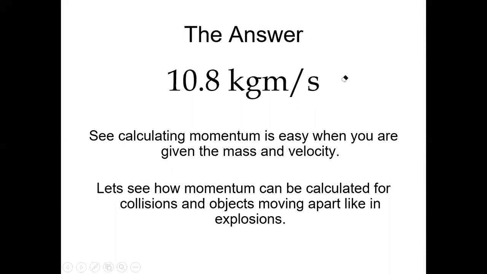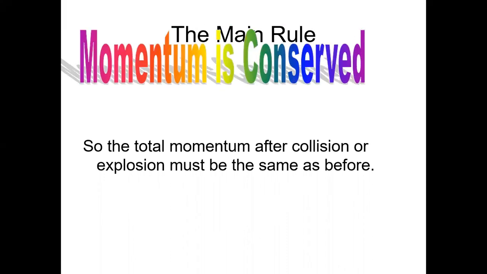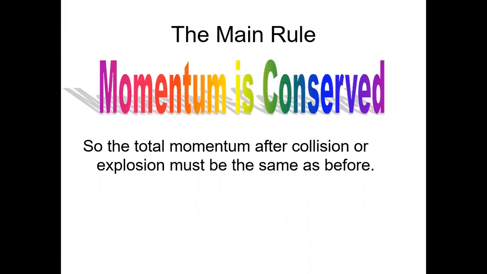So calculating momentum isn't actually too difficult. It's when it's talking about the collisions and the law of momentum that things become a bit more tricky. The main rule when it comes to momentum and collisions is that momentum is conserved. What that means is whatever the momentum is before the collision or explosion or crash is exactly the same as after the collision or explosion or crash. Whatever it is before will always total the same after because it's being conserved.